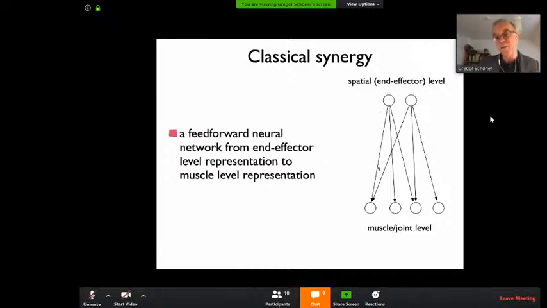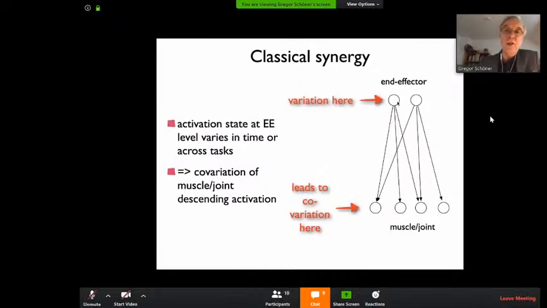So this is a caricature of a feed-forward neural network that would translate this spatial level that would have fewer degrees of freedom, let's say just 2 degrees of freedom, to many degrees of freedom, the muscle and joint level. And that feed-forward connectivity that would be encoded in neural network would lead to co-activation of the different muscles when you have a particular velocity signal here at that level. So that's the caricature of the classical synergy concept. And it leads to characteristic predictions, and that's where this idea comes from. The predictions really, if you vary the movement task, for instance, you insert variation here by varying time, looking at different moments in time during the movement, or by varying the task. So, for instance, setting different movement amplitudes or different goals, different directions, and so on.